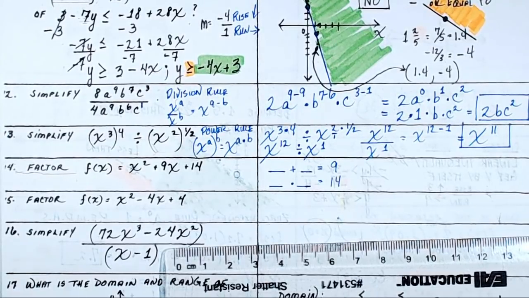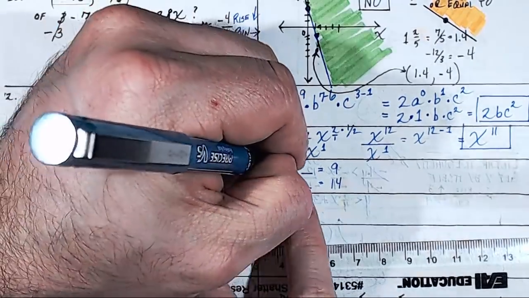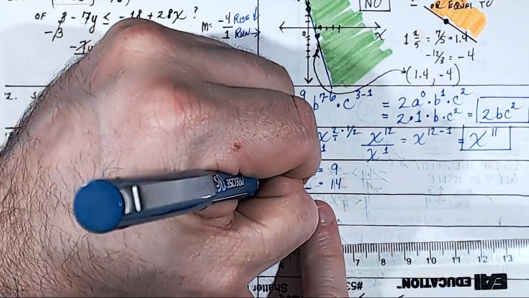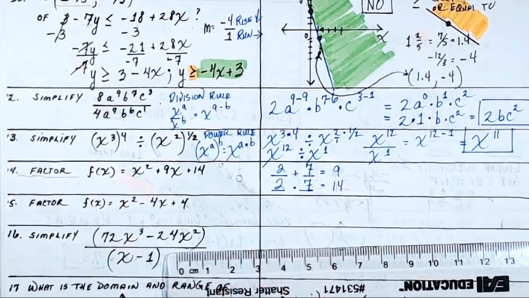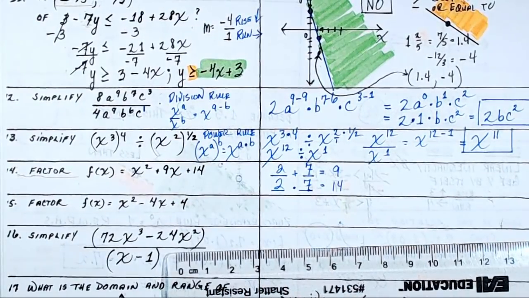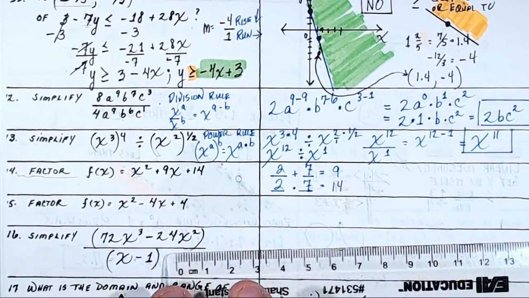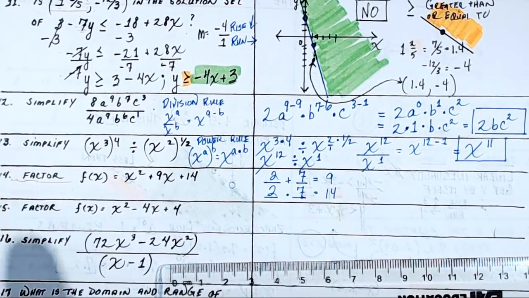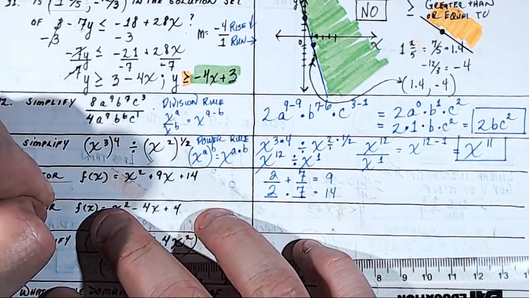Well, the only factors of 14 I can think of are 1 and 14, which add to be 15, and 2 and 7, which add to be 9. So the answer is 2 and 7. 2 plus 7 equals 9. 2 times 7 equals 14. Now, a lot of people stop right here, and I was proud of you for getting this far. If this were a multiple choice test, you would probably be able to get the answer from here. But what I'm actually looking for you to do is to write this in the factored form.